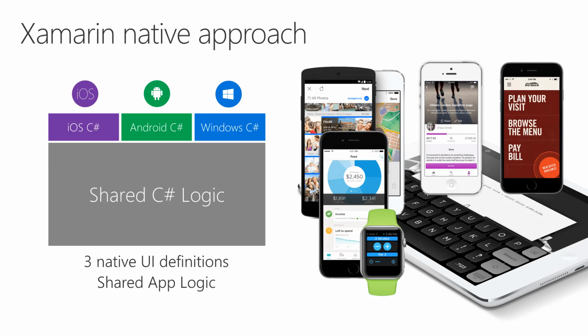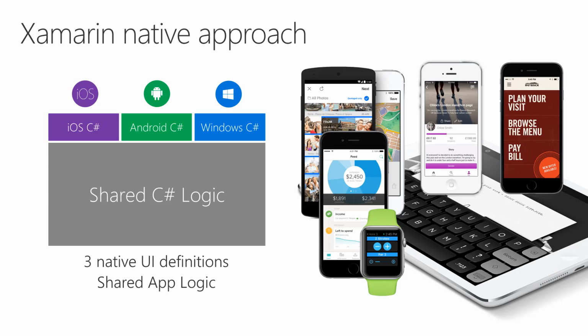The first approach is to use the native UI controls directly. This approach allows you to easily customize the user experience on a per-app basis and take advantage of all the unique features that the platform offers. Here you write the behavior and business logic of the app in C#, sharing it across all of your supported platforms. And then you build a unique UI definition for each platform using the native controls available on that platform.